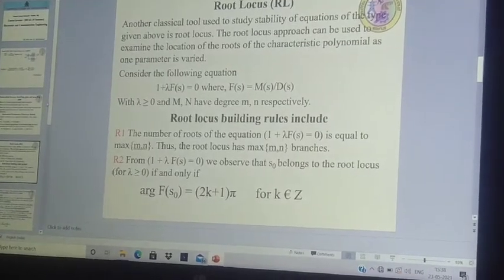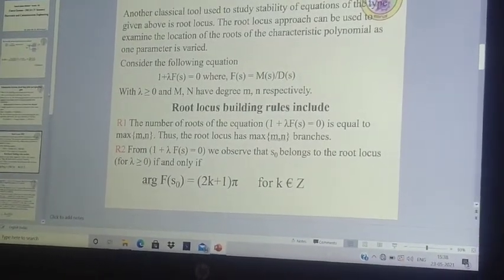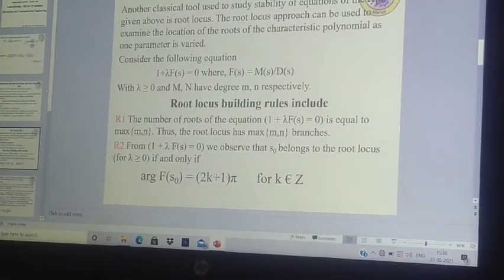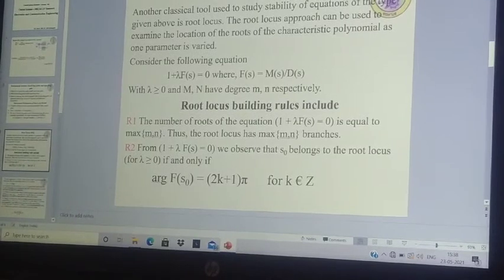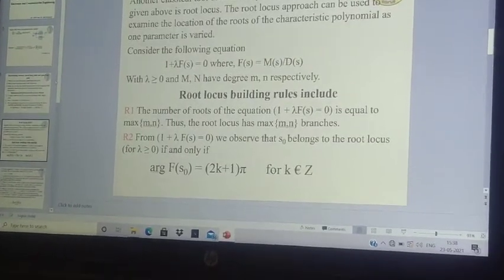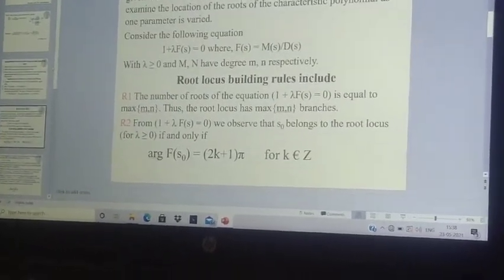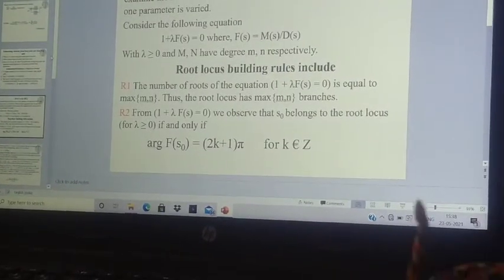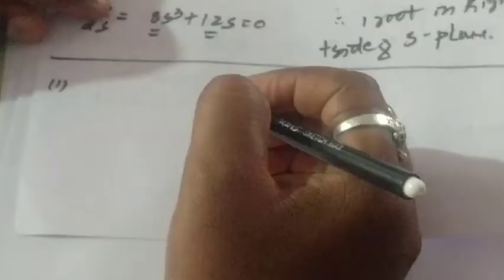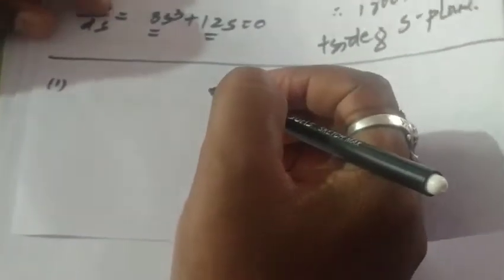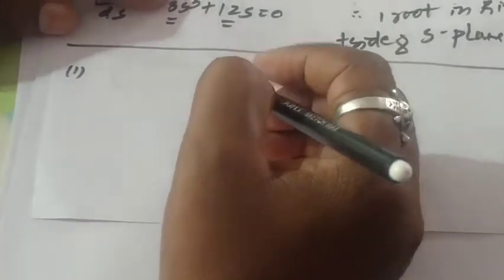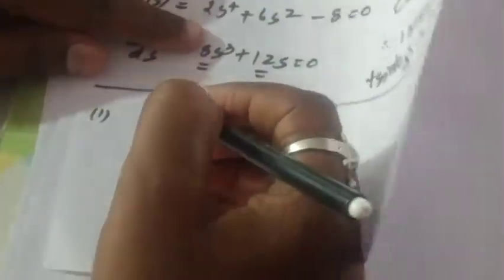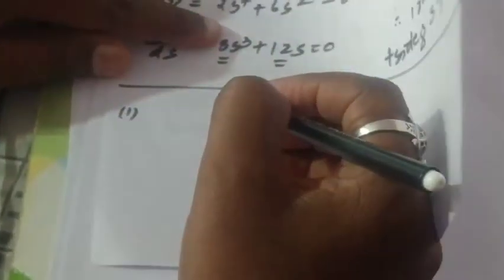I am going to explain what are the root locus rules. I will explain briefly from these root locus rules how to construct, what are the rules you have to follow to construct the root locus. So I will first go for the first rule. The construction rules of root locus are: the first rule is the root locus is always symmetrical about the real axis.